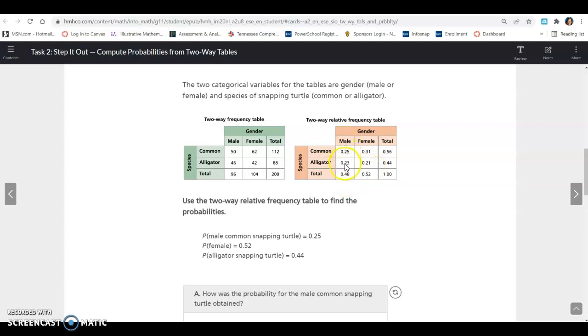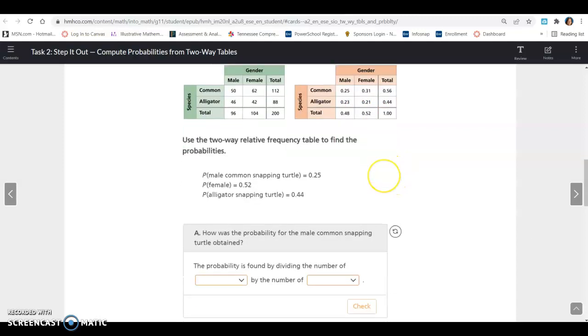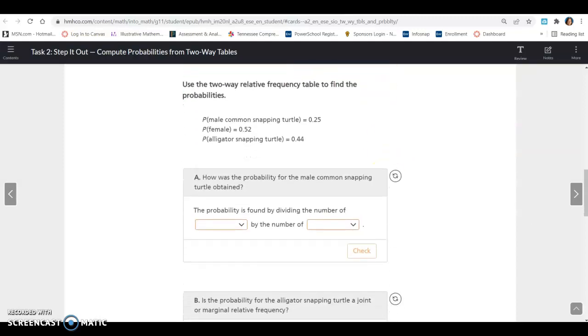If you look at the total males, that adds up to be 48%. Total females, 52%. If we want to know how many male and female common snapping turtles we have, that would be 56%, and male and female alligator would be 44%. And again, these equal 1, meaning it adds up to 100%. If you take all 4 of these numbers, that's going to give you 100% of your snapping turtles.